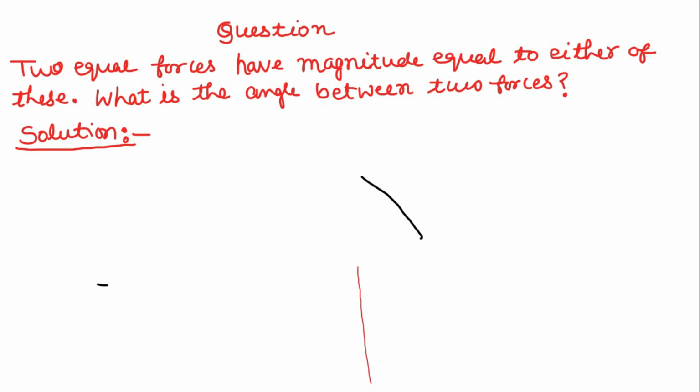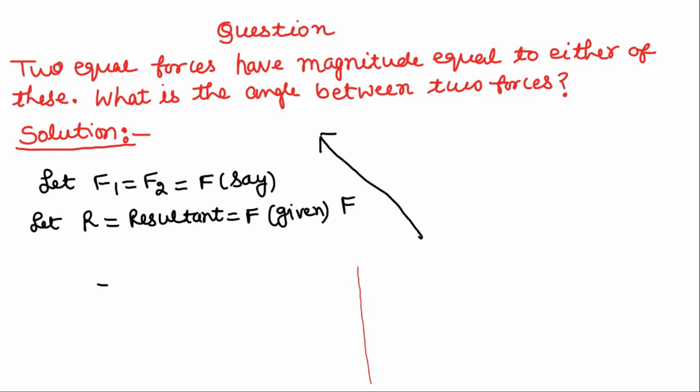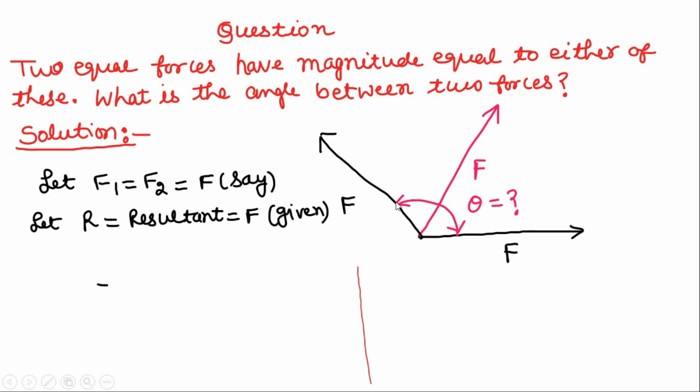First of all, suppose the two forces F1 and F2 have magnitude equal to F, and the resultant R also has the magnitude F as per the statement. So let us say this one force is F, this is the second force F, and these are inclined by this much angle. Let us say this is the resultant, and the magnitude of the resultant is also F. So the angle between these two forces has to be found. Let us say this angle is theta.